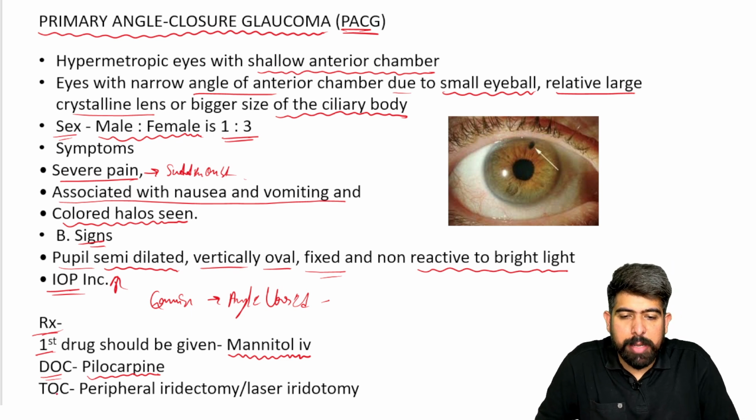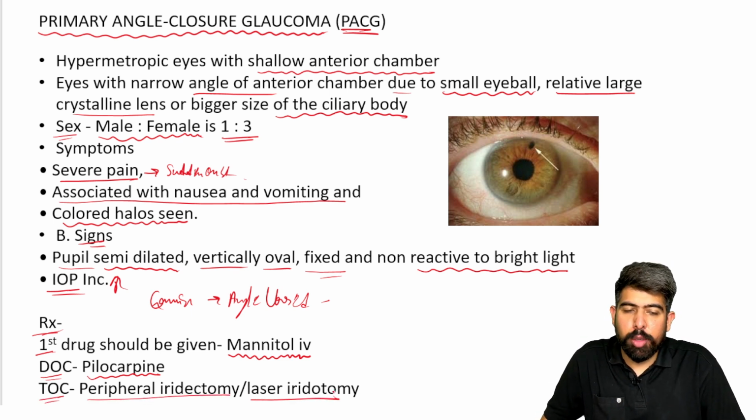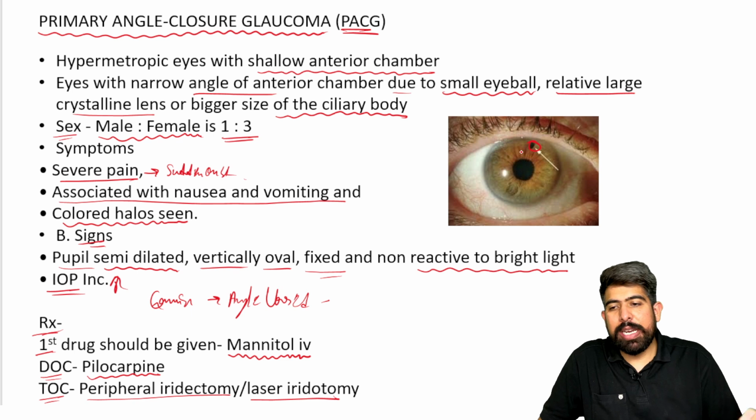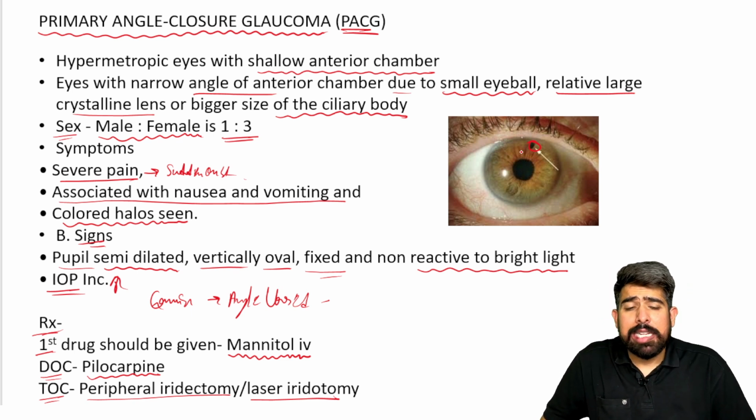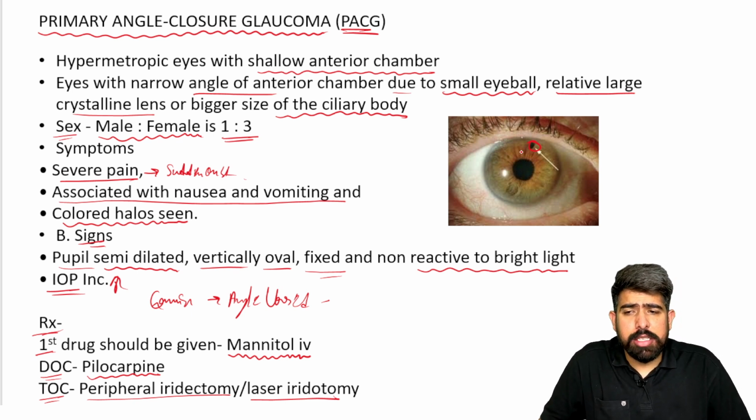And the treatment of choice is peripheral iridotomy or laser iridotomy. You can see on the periphery of the iris, a hole is being made. So we connect the posterior chamber to the anterior chamber. If in future there are synechiae between the pupil and the lens, there will be no effect of it, and the aqueous can flow through. So this is about glaucoma.